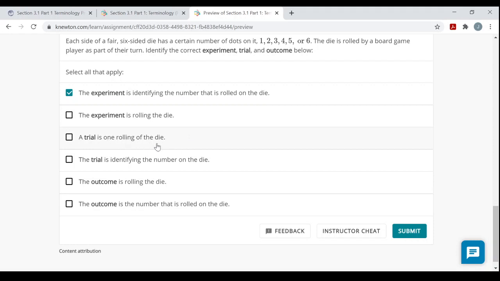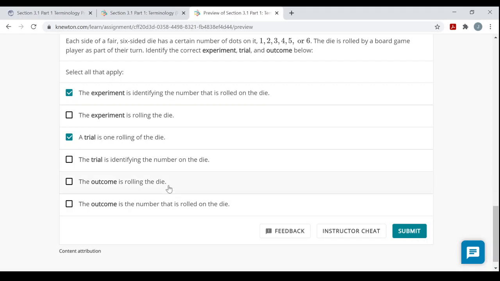A trial is one rolling of the die, just doing it one time. Every time I roll the die, that's a new trial. So maybe that. And then the outcome is the number that is rolled on the die. All right, so maybe, because they do talk about the number here, perhaps the experiment is just the roll, and then identifying the number is the outcome.